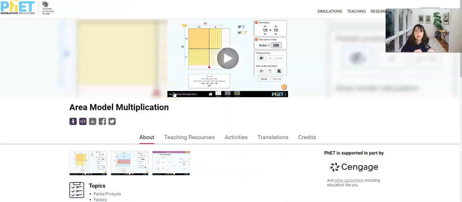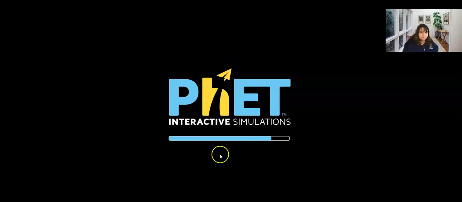I want to talk about this math interactive from PHET. It is one of the best ones for modeling multiplication that I have seen. The nice part about it is students actually learn why they need to learn multiplication and where its application really is. So let's go ahead and get started and let me show you what I mean.